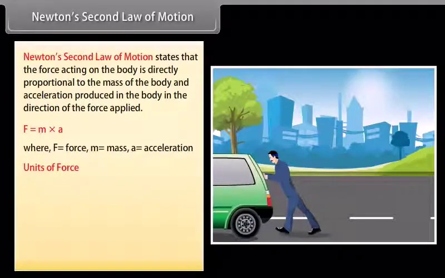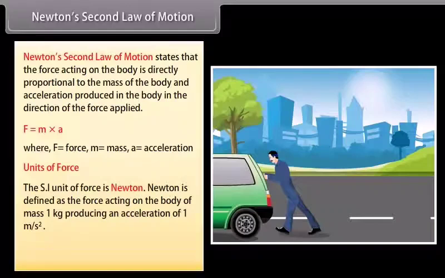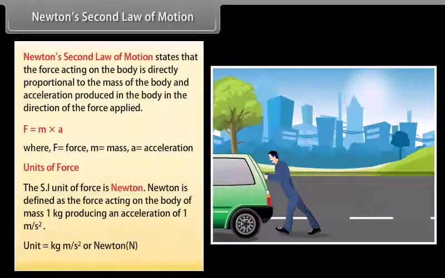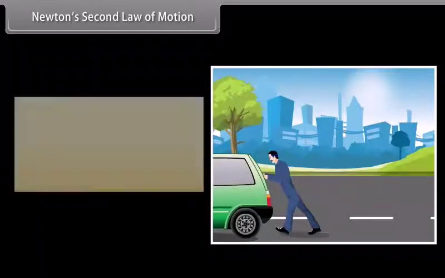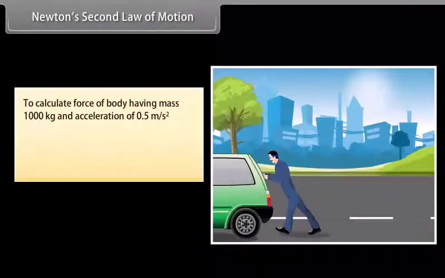Units of force. The SI unit of force is the Newton. A Newton is defined as the force acting on a body of mass 1 kg producing an acceleration of 1 meter per second square. The unit is equal to kilogram meter per second square, or Newton. To calculate the force on a body having mass 1000 kg and acceleration of 0.5 meter per second square, F is equal to 1000 into 0.5, which is equal to 500 Newton or kilogram meter per second square.